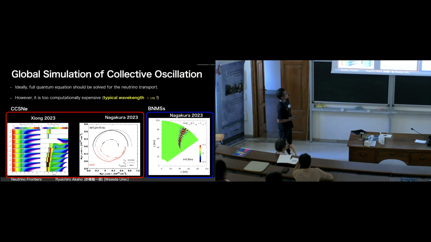And I will briefly talk about how the collective neutrino oscillation global simulation has been performed. The full quantum kinetic equations have been solved for the global simulation, but it is too computationally expensive compared to the classical simulation, because the typical wavelength can reach the order of centimeters. So it is too fine to be employed compared to the classical simulations.